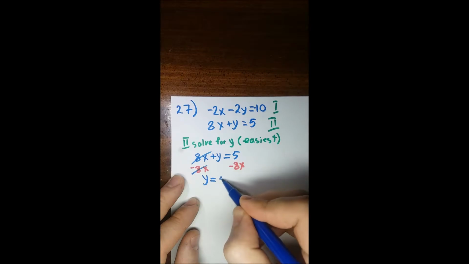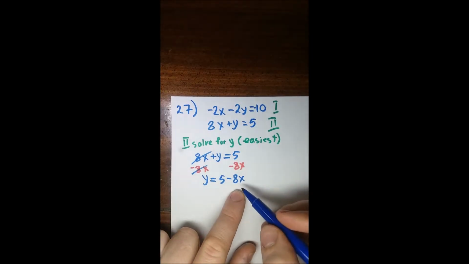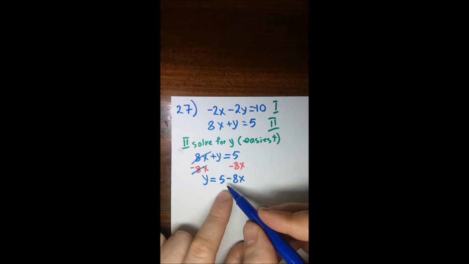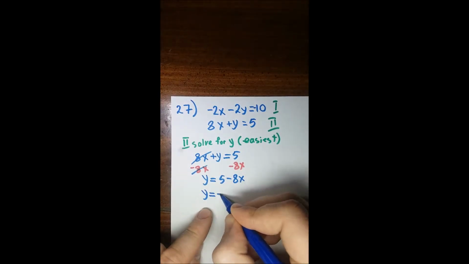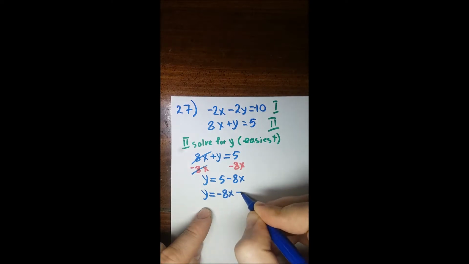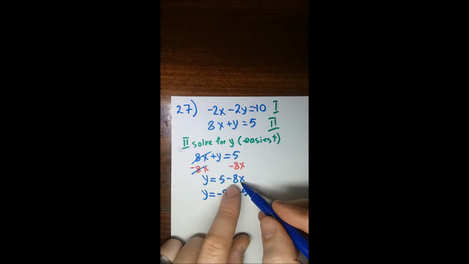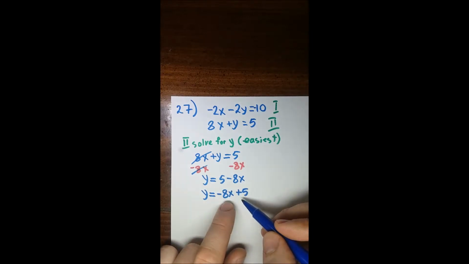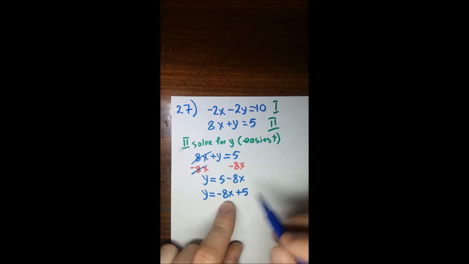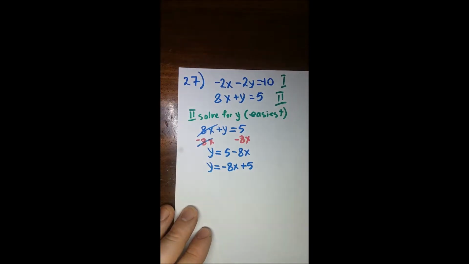y equals 5 minus 8x. Again, I prefer you to write negative 8x in the front. y equals negative 8x plus 5. You want to switch it. You want to put the variable term in the front. This is not wrong. This just looks better, even though right now it's kind of ugly. But either one is fine.